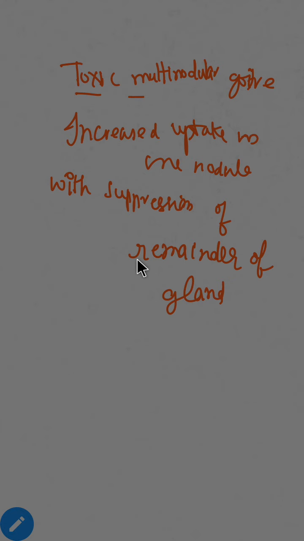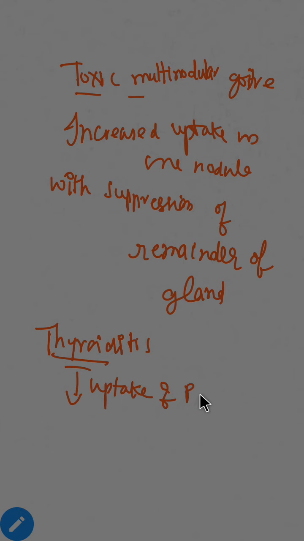Then move to thyroiditis. Let us see how a thyroid gland suffering from thyroiditis takes radioactive iodine. In thyroiditis, there is decreased uptake of radioactive iodine.